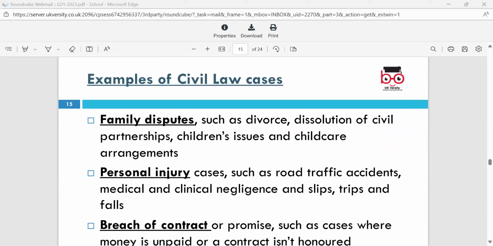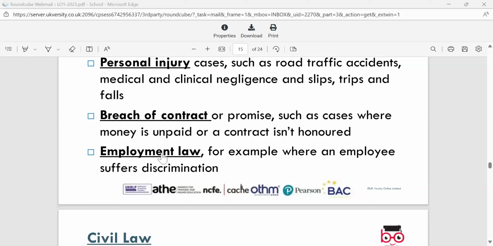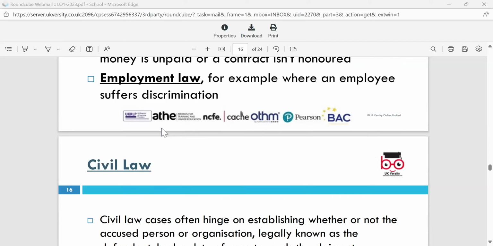Child custody could be part of civil cases, breach of a contract, unpaid debts. If there's any unpaid debts, it could be unfair dismissal. It could be elements of property disputes, but that is all civil law.